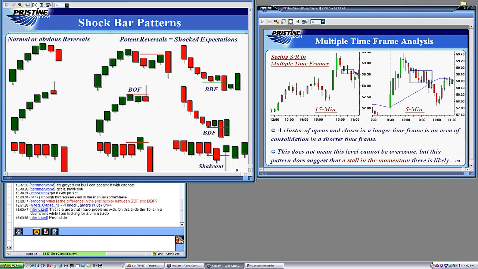In the support and resistance section, we covered clusters of opens and closes, where the opens and closes of several bars overlap each other, and using that as a reference point, it's going to be a base in a smaller time frame. That slowing of momentum on the higher time frame is a base and consolidation in a smaller time frame. That's why we're using those clusters of opens and closes as a reference point.